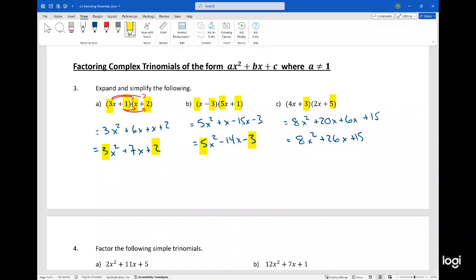3 times 5 is 15. 4 times 2 is 8. So there's definitely a bit of a pattern here, but it's not as strong as the other one. That's okay, though, because we can actually do a little trick.